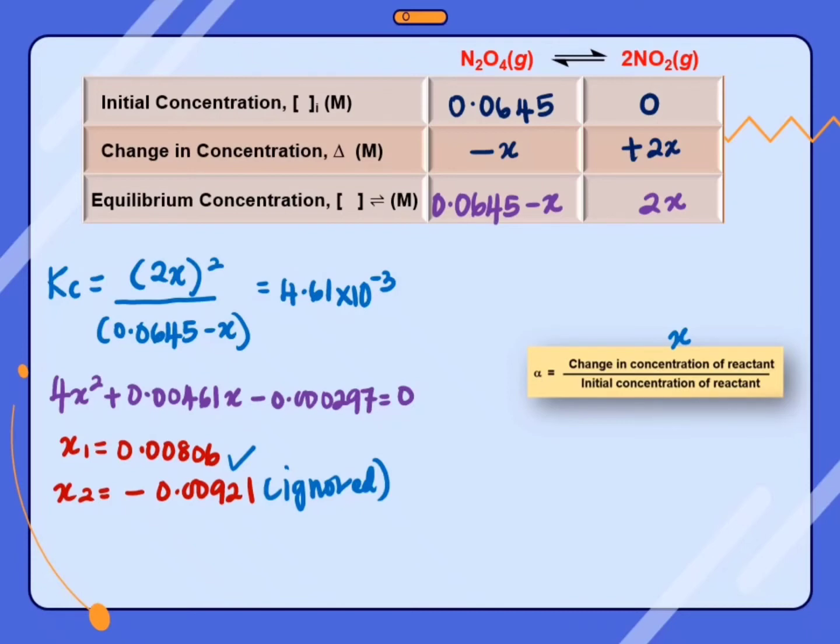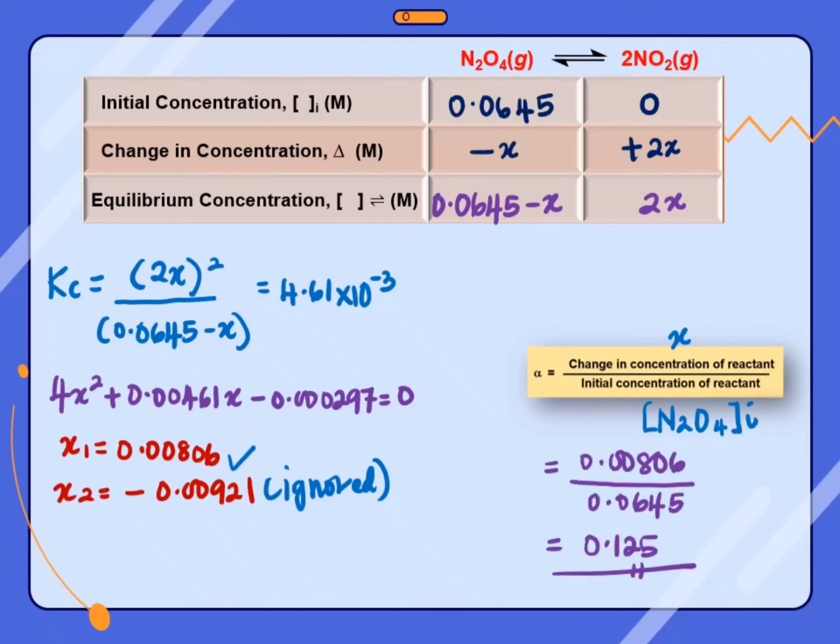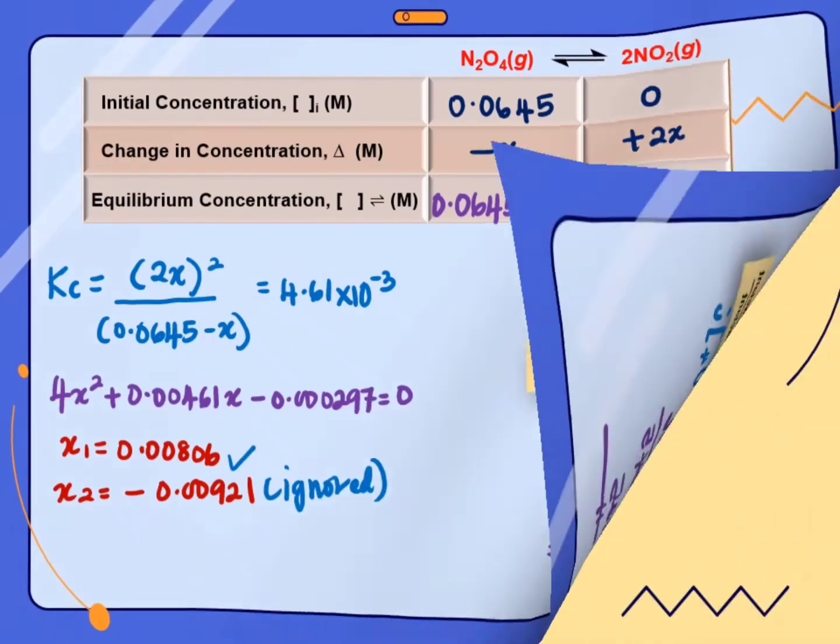N2O4. So saya terus buat X divided by initial concentration of reactant. So ni initial concentration, and then we can substitute the value of X and initial concentration. Okay guys, so this is the value of degree of dissociation. So kita dapat nilai dia in between 0 to 1. Tak lebih 1, tak kurang daripada 0. So this is how you calculate the degree of dissociation.